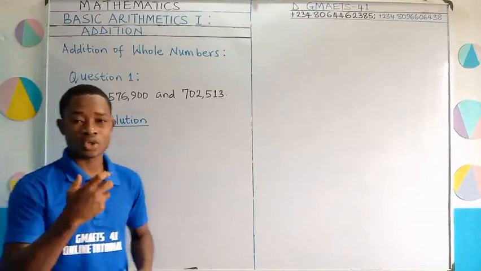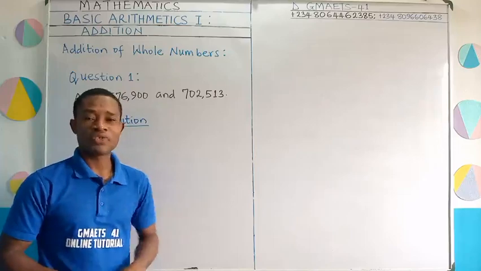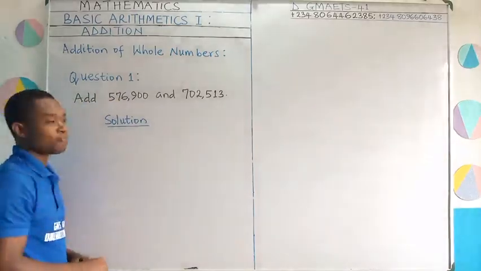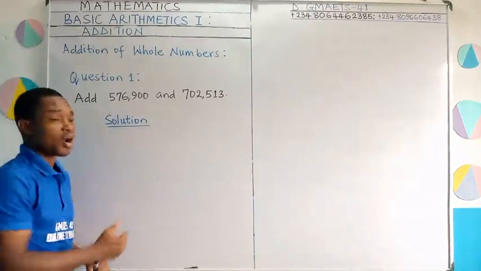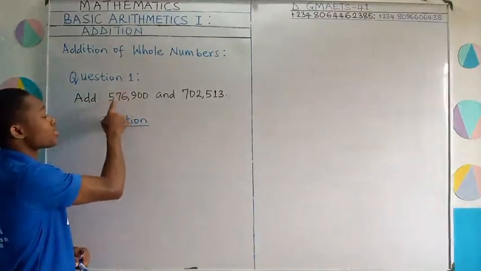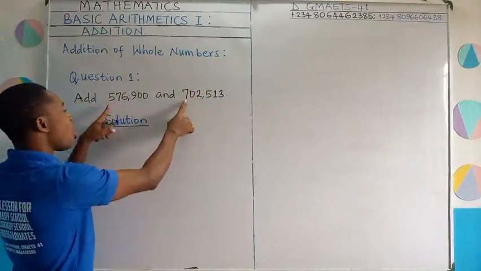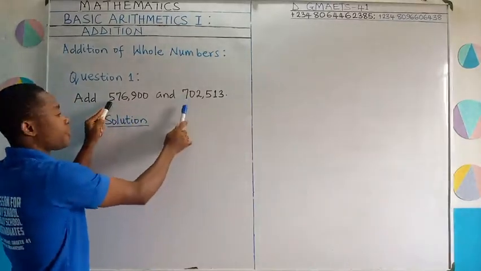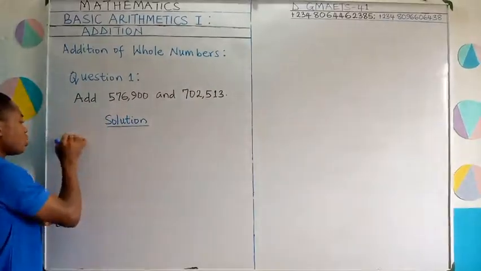The first thing is to write out these numbers according to their place values. I'm going to solve this first question showing their place values. But out of these two numbers, which one is greater? If you look, both of them are in hundreds of thousands. This is 576,000. This is 702,000. Now if you look at their 100,000 digits, this is 5, this is 7. I think that 7 is greater, is that not so? Alright, so we move on.